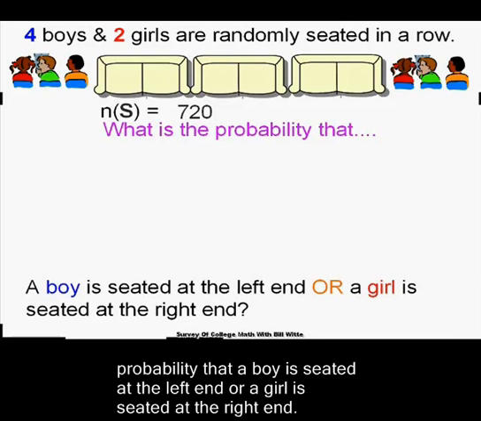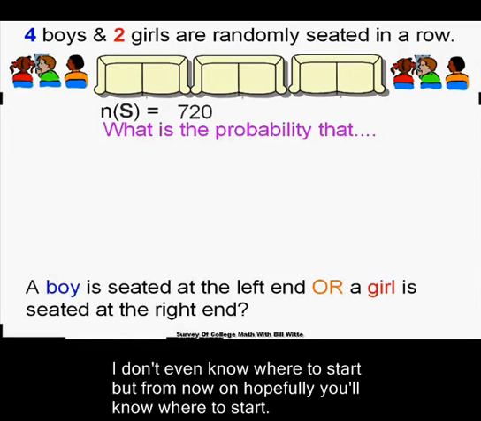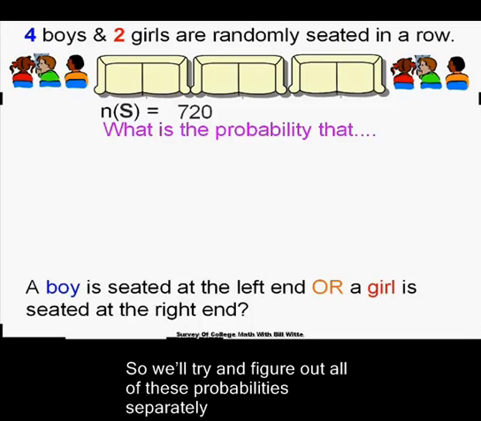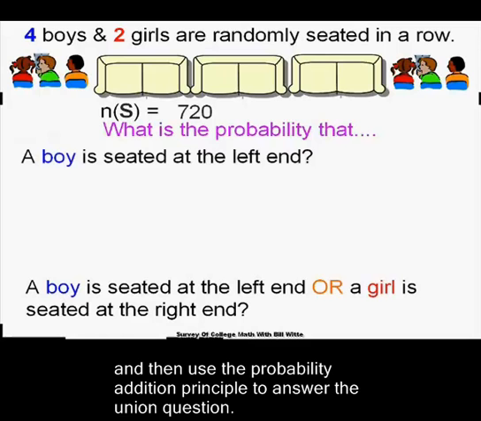What is the probability that a boy is seated at the left end or a girl is seated at the right end? I don't even know where to start. But from now on, I hope you'll know where to start. Whenever you see an or, you smell union. So we're going to try and figure out all of these and use the probability addition principle.